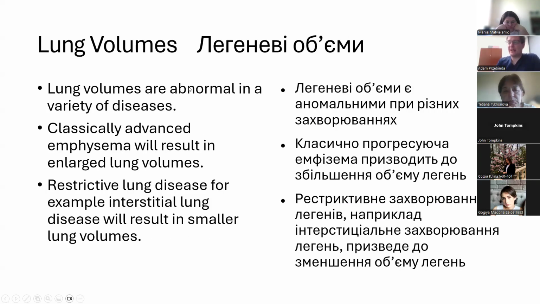Lung volumes, beyond the inspiratory capacity, are abnormal in a variety of diseases, of course. The classic things are that they're enlarged with advanced emphysema, so you'll have air trapping with advanced emphysema and large lung volumes. And in restrictive lung diseases there are smaller lungs. For example, the various interstitial lung diseases can result in smaller lung volumes.